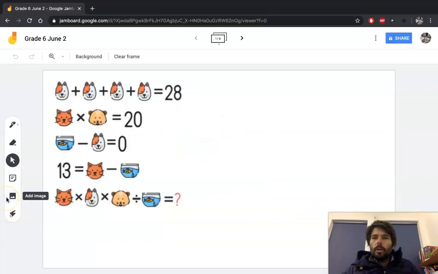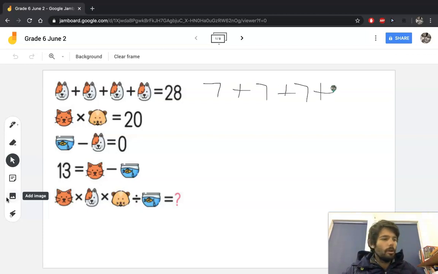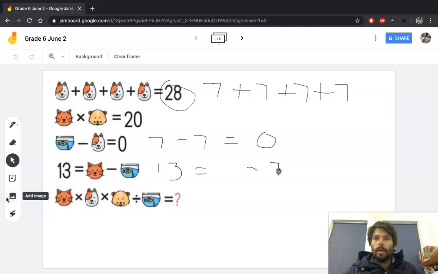So you can notice from the top line that 28 divided by 4 is equal to 7. So we'll have 7 added 4 times, and that's going to give me the answer of 28. The goldfish must also be 7 because 7 subtract 7 is 0. 13 is equal to what minus 7? Okay, so the cat needs to be 20.